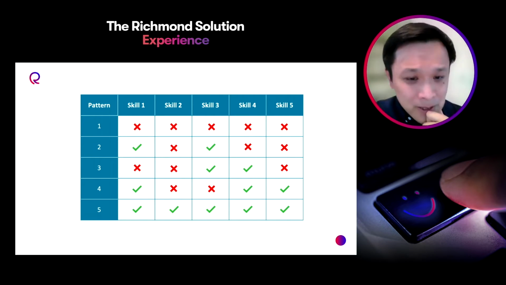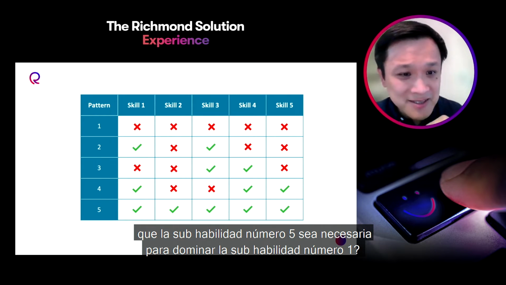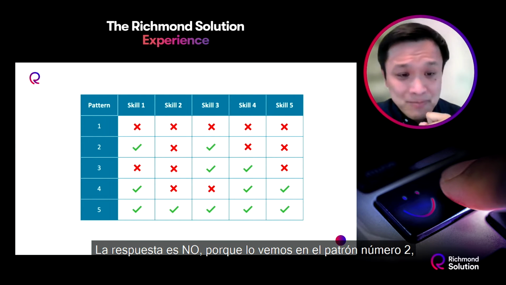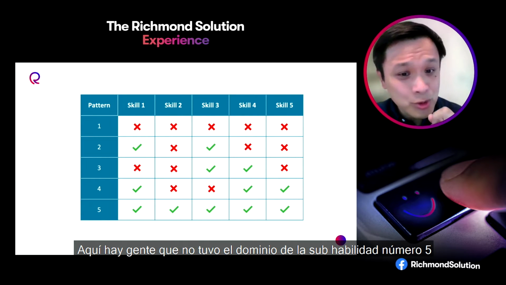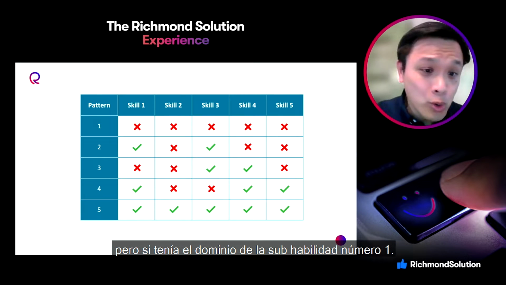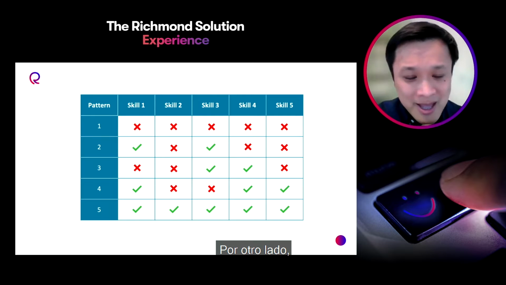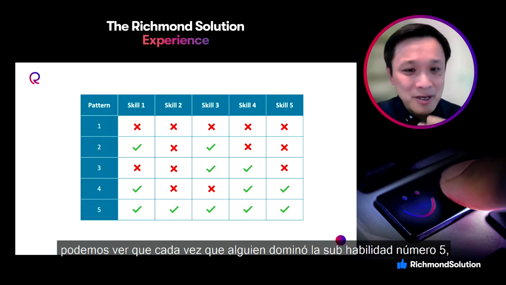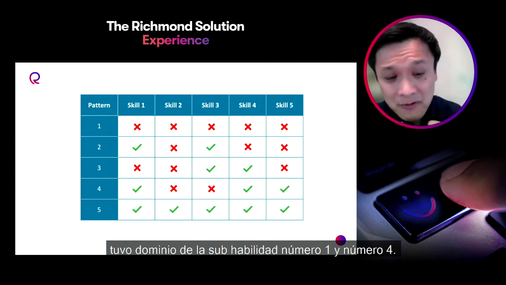Is it possible that subskill 5 is necessary for developing mastery in subskill 1? The answer is no, because we see in pattern number 2 that there are people who did not master subskill 5 who are able to master subskill number 1. Do you see that? But on the other hand, we can see that every time somebody has mastered subskill 5, they've also mastered subskills 1 and 4.